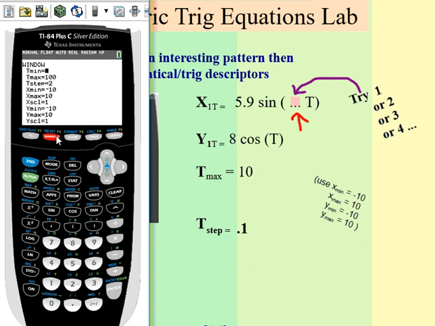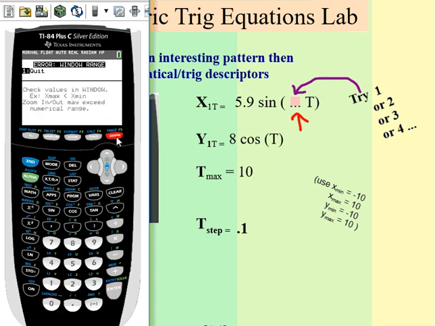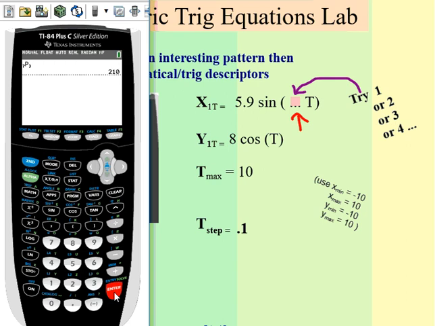So if I make my T-step be like 0.001, oh, it doesn't like that. I broke it. All right. Okay, so at least you know how to put in a graph on a calculator.